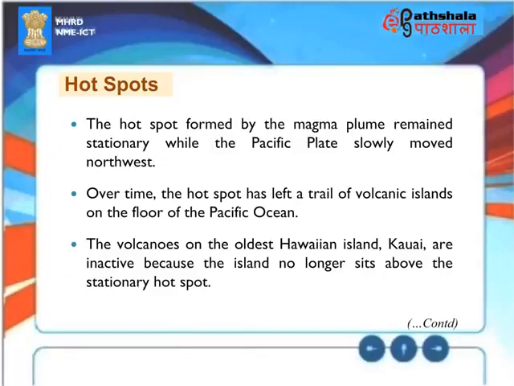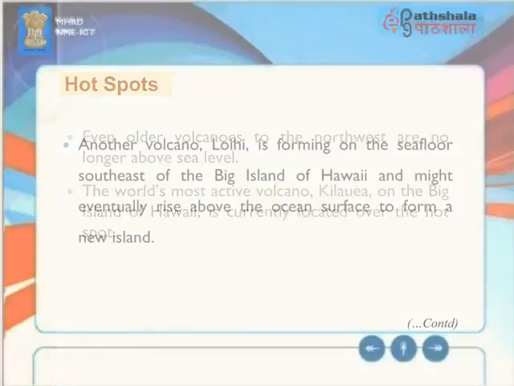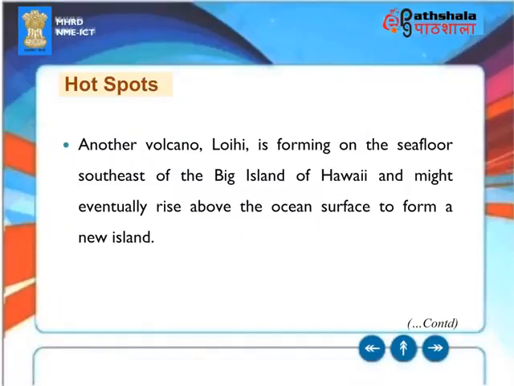The volcanoes on the oldest Hawaiian island, Kauai, are inactive because the island no longer sits above the stationary hotspot. Even older volcanoes to the northwest are no longer above sea level. The world's most active volcano, Kilauea, on the big island of Hawaii, is currently located over the hotspot. Another volcano, Loihi, is forming on the seafloor southeast of the big island of Hawaii and might eventually rise above the ocean surface to form a new island.